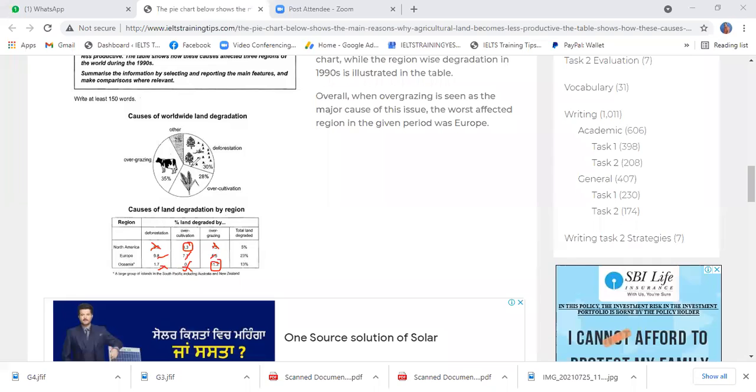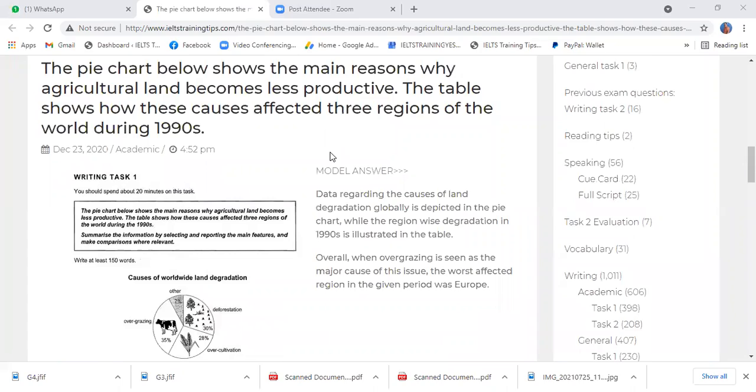So select and summarize the information by selecting and reporting the main features, and make comparisons where relevant. This is what we have done there. So that's it. We have come to the end of the explanation here. Hope you have understood this.